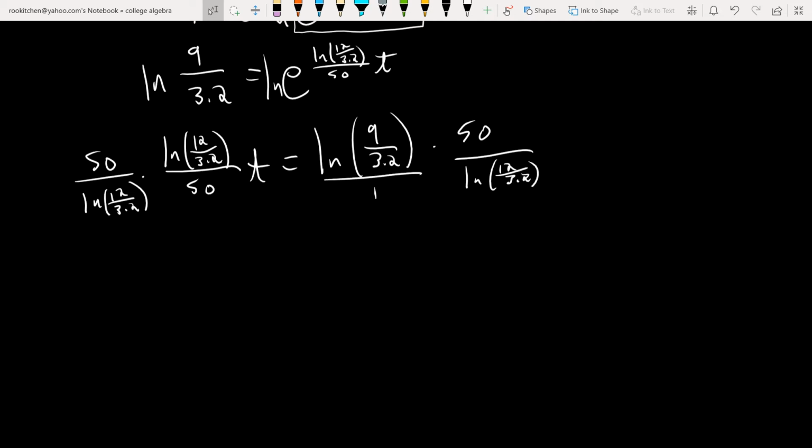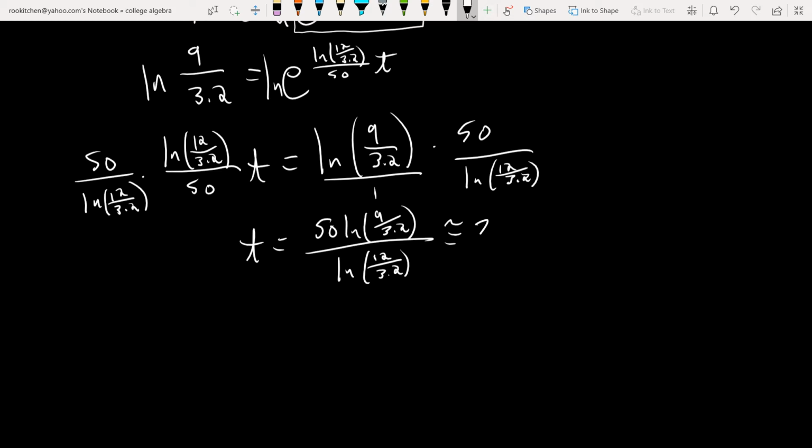So we can pretend it looks like that and just multiply straight across. So I'm going to end up with 50 ln of 9 all over 3.2 all over ln of 12 all over 3.2, which is a nasty critter, but it's going to give you approximately 39.12 years.